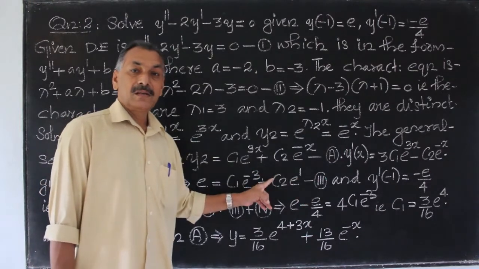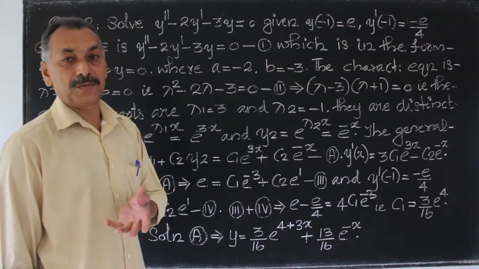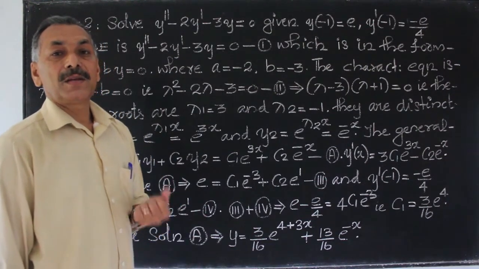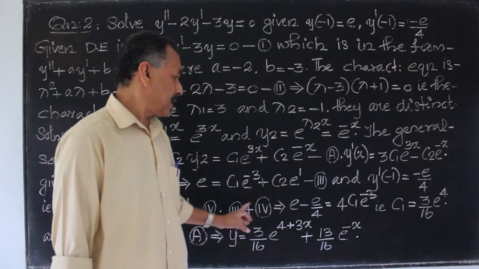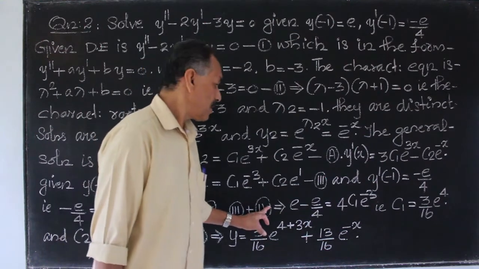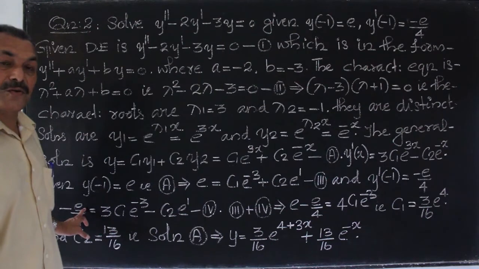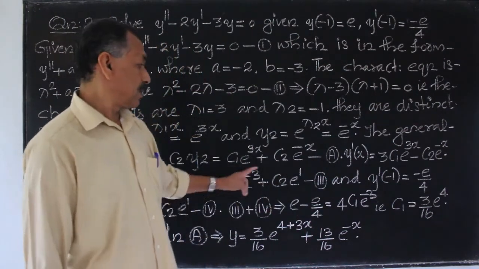So 3 and 4 are equations involving the constants c1 and c2. Solve 3 and 4 here, and add 3 plus 4. Then 3 plus 4 gives on the left side e, and on the left side of 4 minus e by 4. Then e minus e by 4 is equal to the right side.